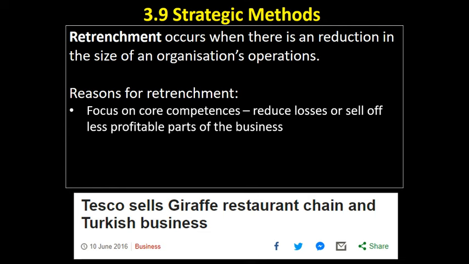Tesco spent a lot of time between 2005, maybe, and 2012 expanding into foreign markets. They got into coffee shops, restaurants, and in recent years, Tesco have reversed that trend to focus on their core competence, which is understanding the UK grocery market. So they sold the Giraffe restaurant chain and their Turkish grocery business because that's not their core competence.